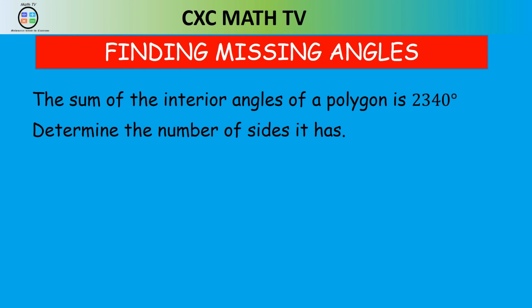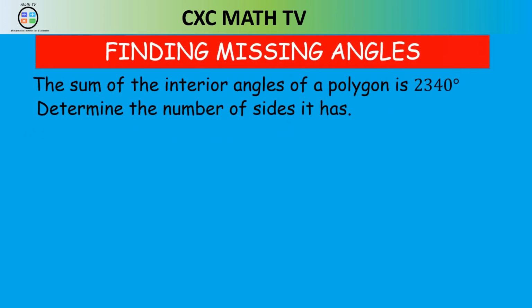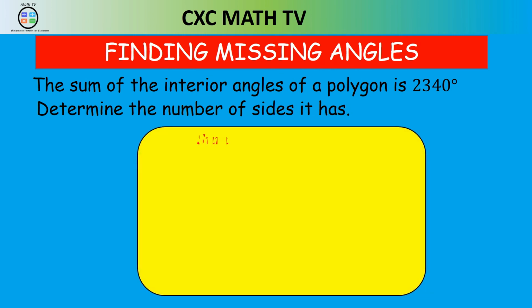So this question says the sum of the interior angles of a polygon is 2340 degrees. Determine the number of sides it has. So go ahead, pause and attempt. Now this one looks dangerous, but the first thing we need to remember is that the formula for the sum of interior angles is 180 times n minus 2. And the sum of interior angles of this polygon is 2340, so we equate them. So 180 times n minus 2 is equal to 2340.